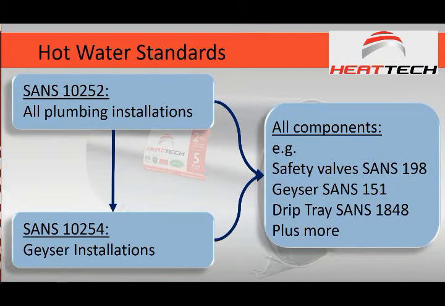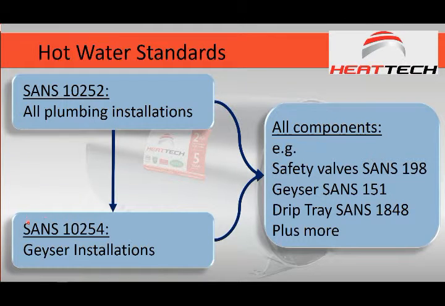So let's start at 10252 again. That is the standard for installation of hot water systems. Well, actually plumbing systems, not only hot water. SANS 10252 has a specific requirement, as I've mentioned earlier, that says when a geyser is installed, it must comply with SANS 10254.